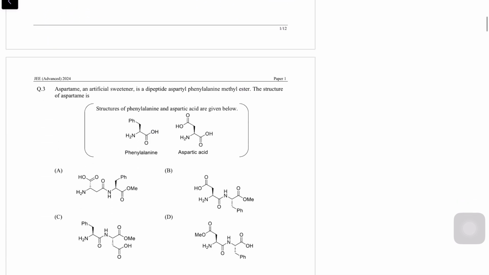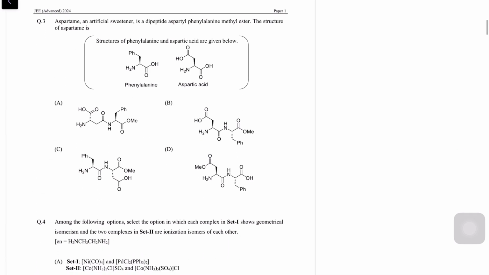Moving to the third question. Again, a simple question from the Chemistry in Everyday Life chapter. You can find this in the NCERT book as well. Aspartame, an artificial sweetener, is a dipeptide, aspartyl phenylalanine methyl ester. So the key to this question is that the ester linkage is formed by the carboxylic group of phenylalanine, not the aspartic acid.